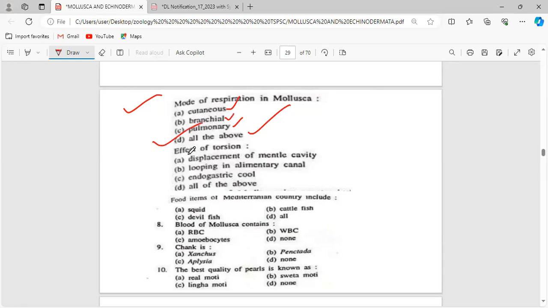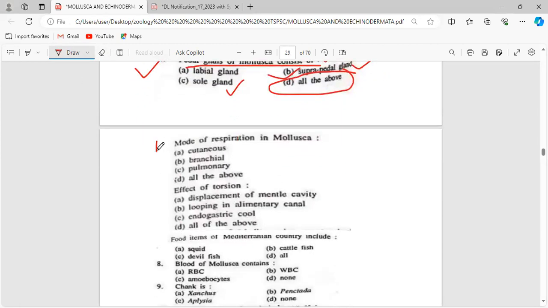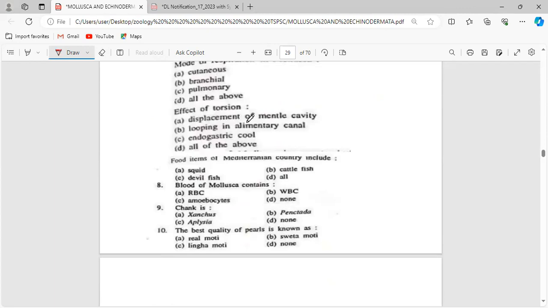Okay, now effect of torsion. What will be the effect of torsion? Very good. Displacement of mantle cavity will be there. Looping of alimentary canal will be there. Endogastric torsion, everything will be there. So all the above will be the answer. Hope you are getting the concepts very clearly.